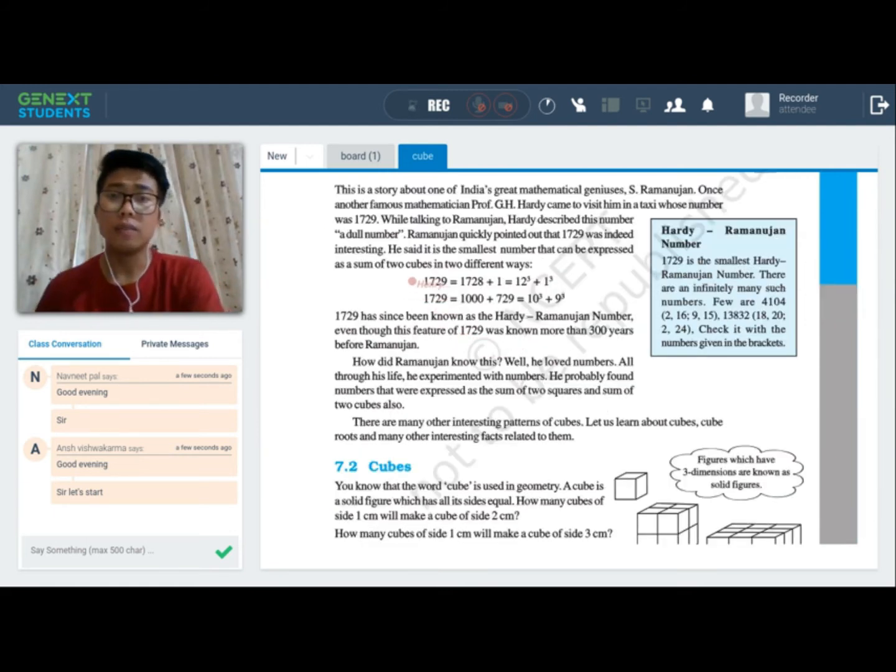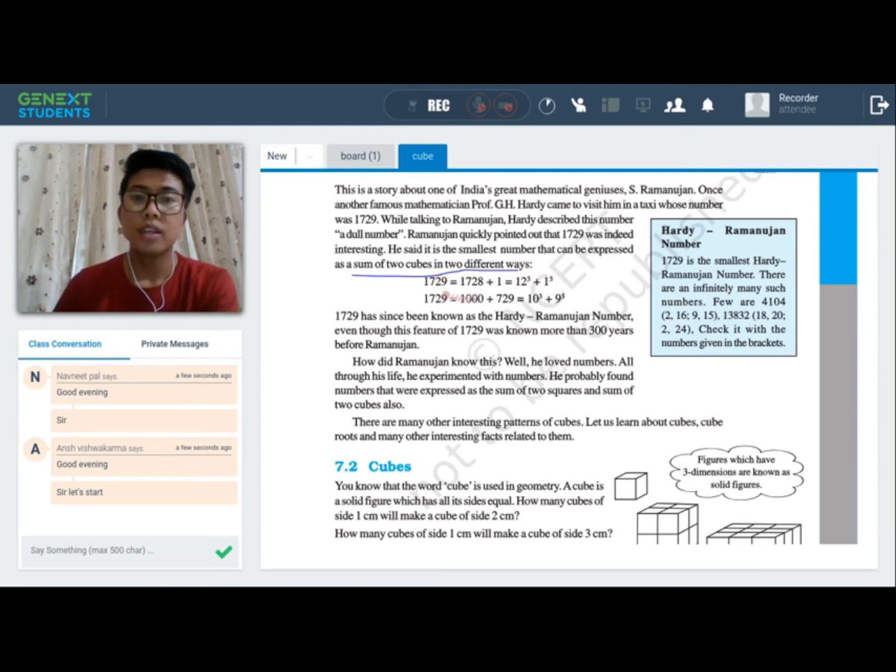Now, Professor Hardy thought 1729 was quite a boring number, or a dull number as he described. However, Ramanujan described this as one of the most interesting numbers. Now, why is it interesting? Let's find out. So he said it is the smallest number that can be expressed as the sum of two cubes in two different ways.